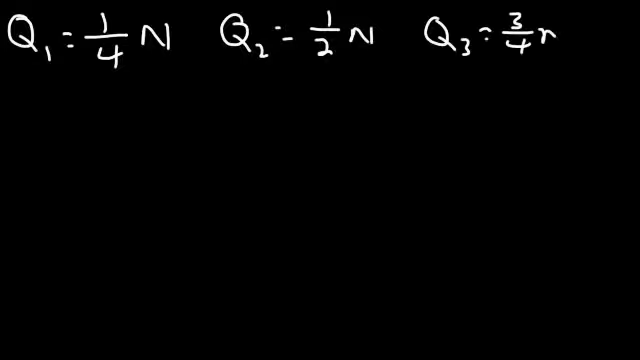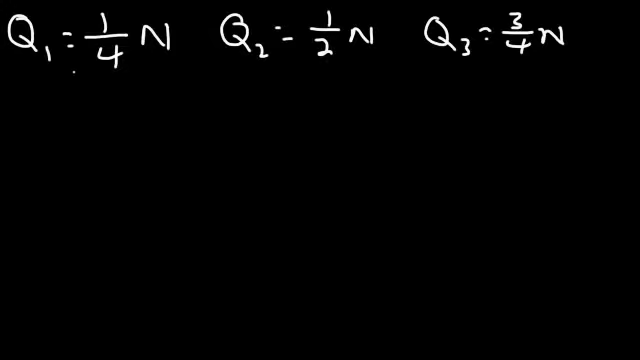So for an ungrouped data, Q1 is simply equal to 1/4 of n, where n is the number of the distribution. Q2 is simply equal to 2/4, which corresponds to 1/2 of n, and lastly Q3 is 3/4 of n. n is the number of the distribution.